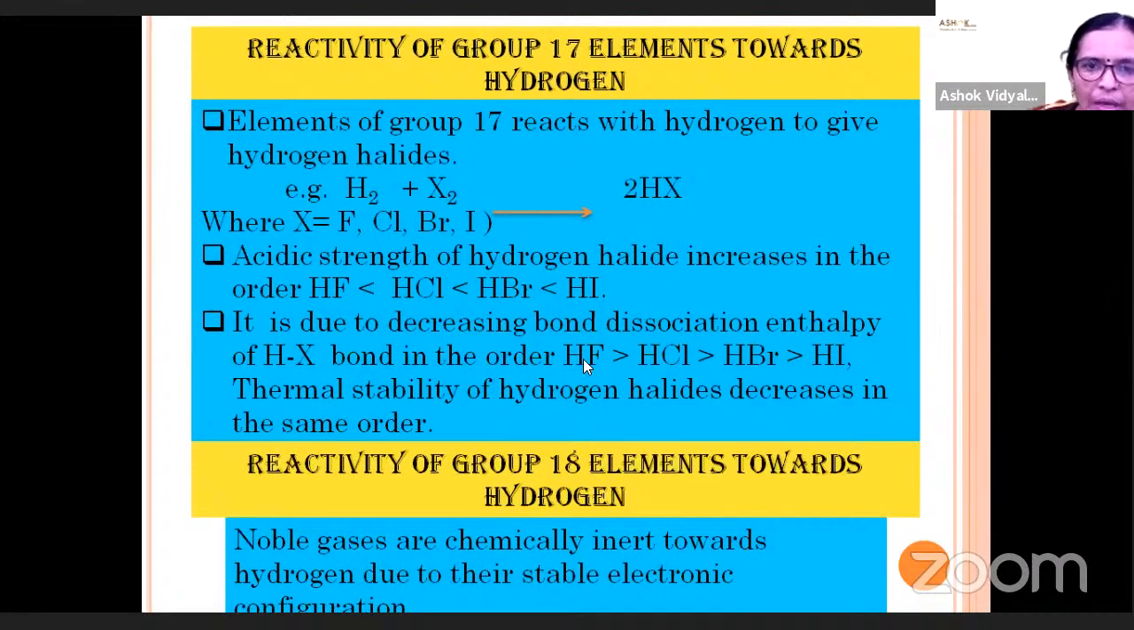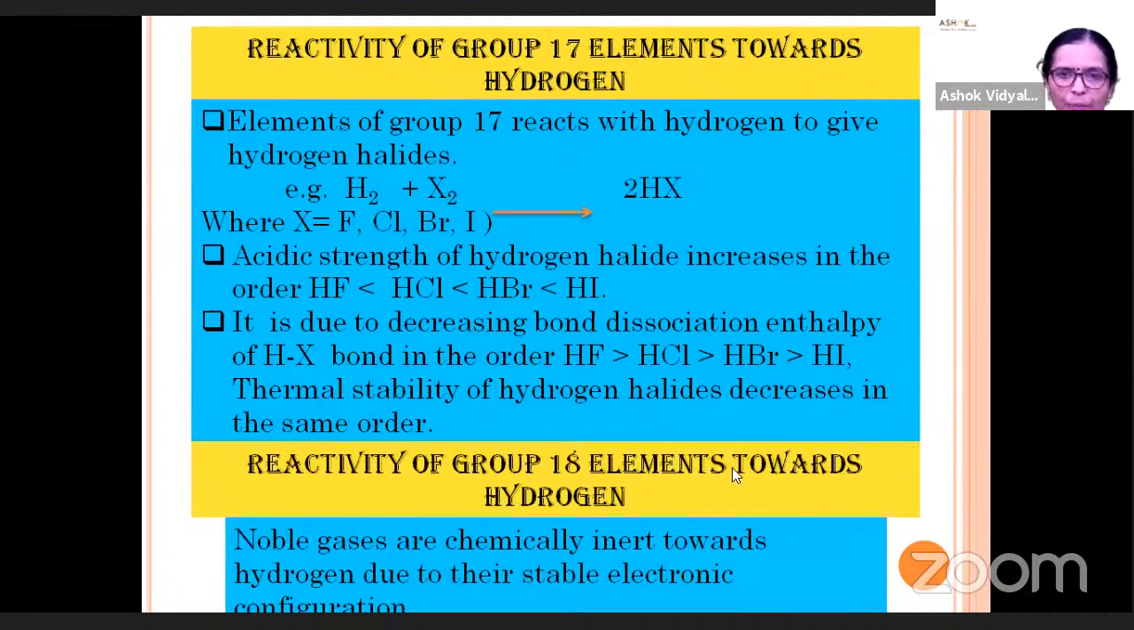In the order, HF has the highest bond strength or bond enthalpy as compared to HCl, which has more strength than HBr, than HI. And the thermal stability of the hydrogen halides decreases in the same order. Means HF is thermally more stable as compared to HCl, and then HBr, then HI.